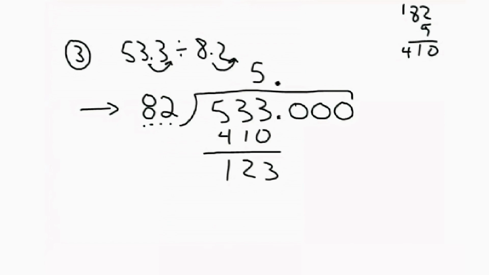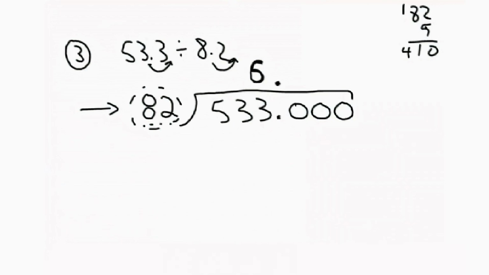And so I know that the number can't be 5. I've got to pick the largest number that fits, and I'm going to have to change that to a 6. So you see what I mean, when the number underneath, that 123, is larger than 82, it means you can squeeze one more 82 out of there. So I hope that makes sense.